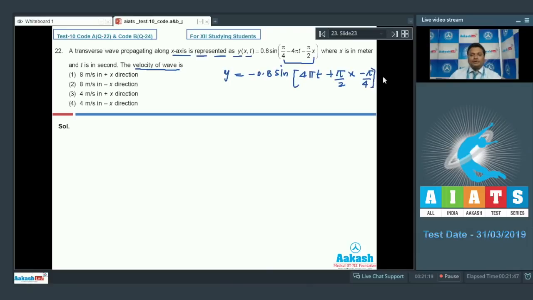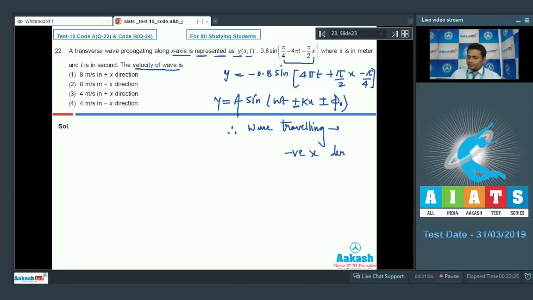So we have just got the standard form, that is y equals a sine of omega t plus or minus kx plus or minus phi naught. If it is minus kx, it means the wave is propagating in the positive x direction, but here it is plus kx, so that's why we can say that the wave is traveling toward the negative x direction. Now let us calculate the speed of the wave.